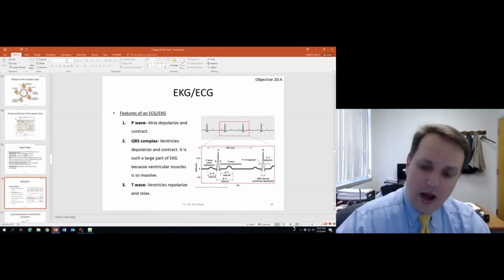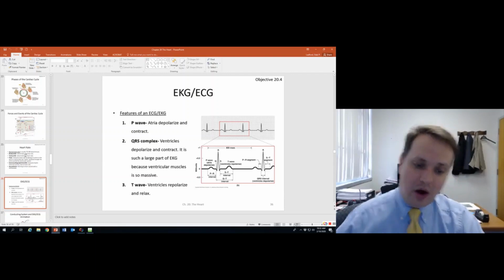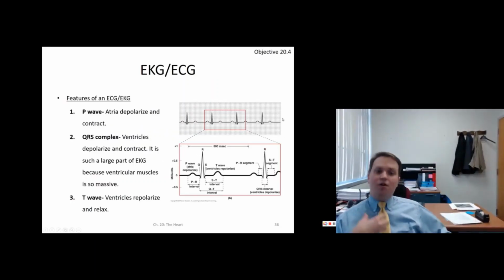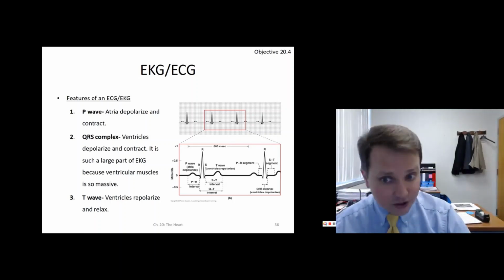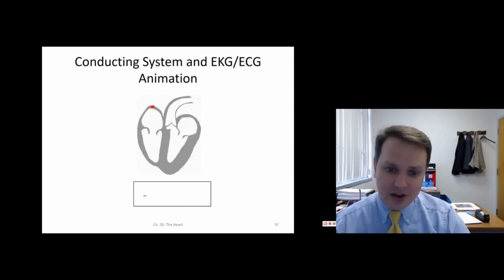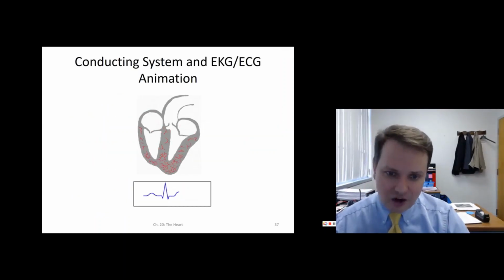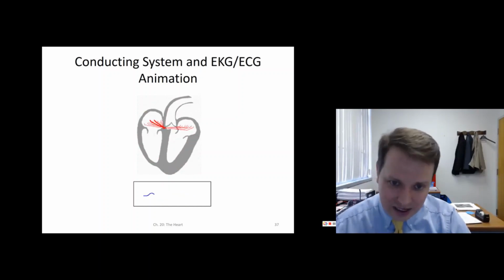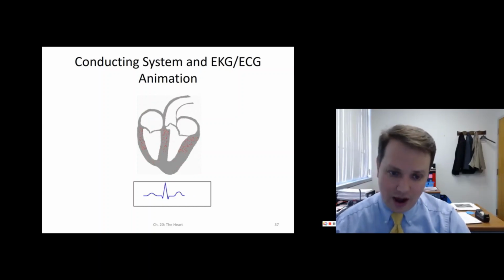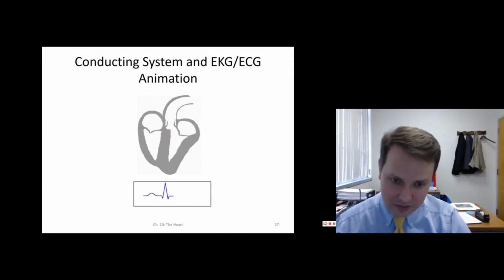Now, of course, when the ventricles repolarize, they're going to relax. When the ventricles depolarize, they're going to contract. And when the atria depolarize, they're going to contract. When the ventricles repolarize, they're going to relax, much like skeletal muscle tissue. Okay? So as you can see, the normal EKG tracing can be produced from the activity going on throughout your heart's electrical system. Okay?